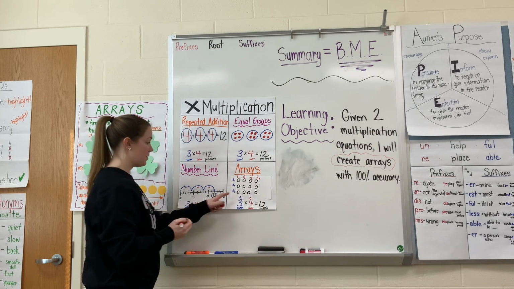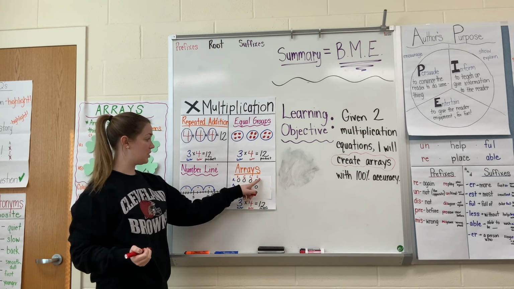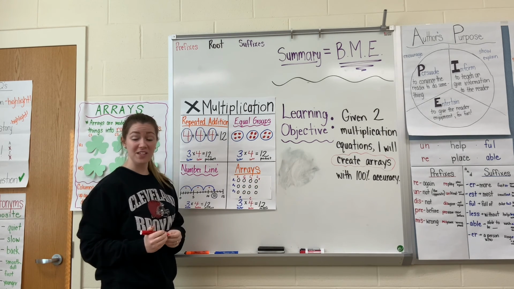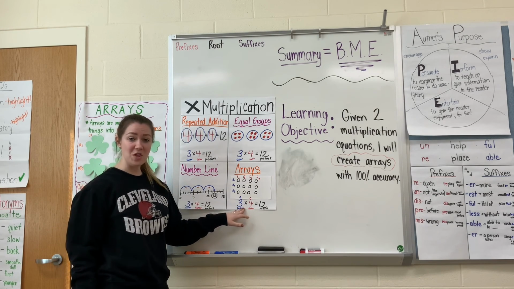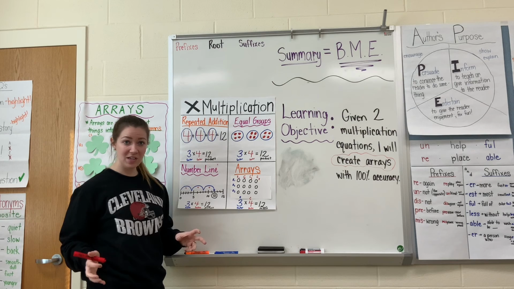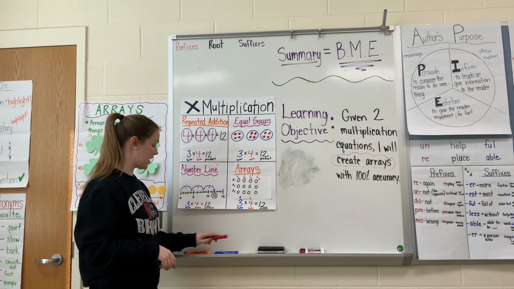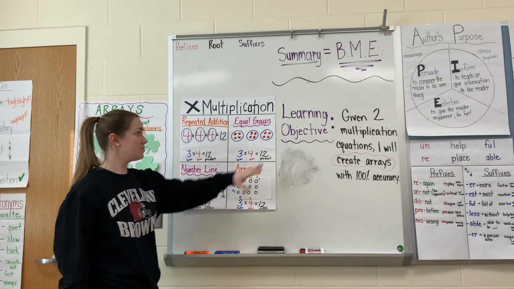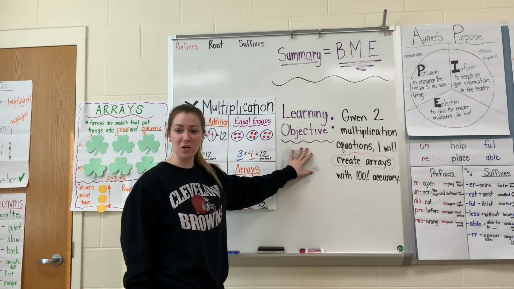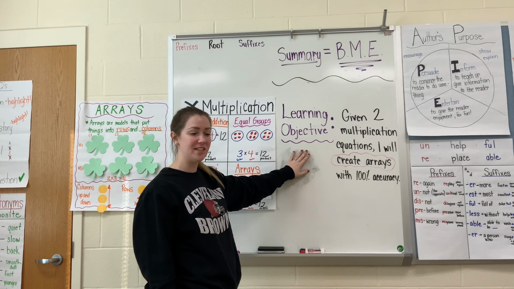Do we have 3 rows? Do we have 4 columns? Yes? Okay, so remember, what we multiply by, those are our factors, and any answer to a multiplication equation is going to be our product. Good. All right, here's our learning objective. I want to go over it and make sure that we have achieved this goal.